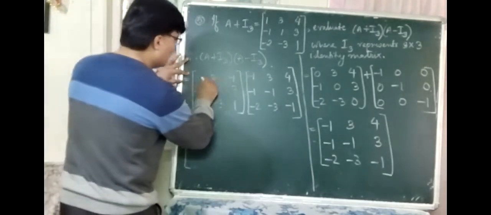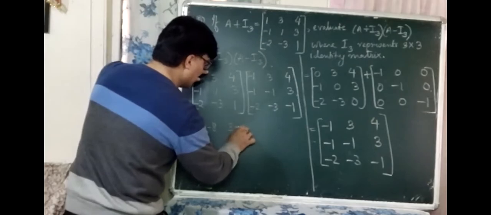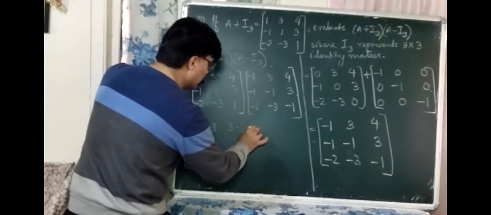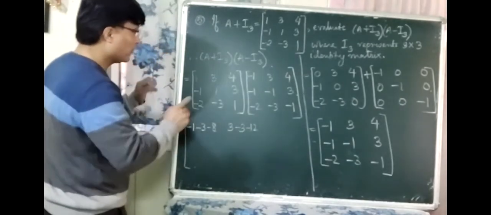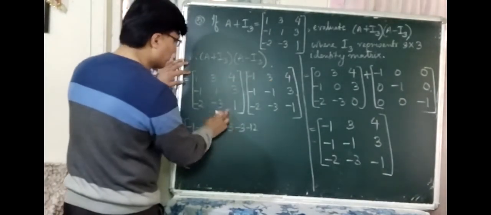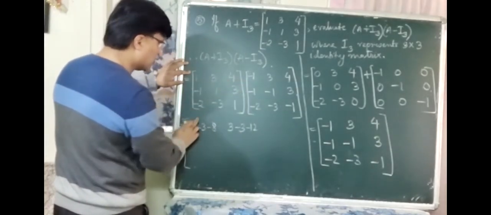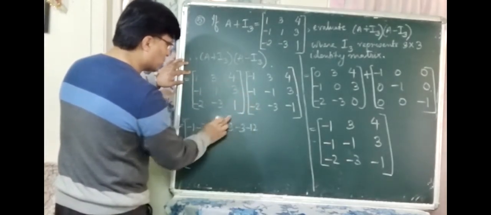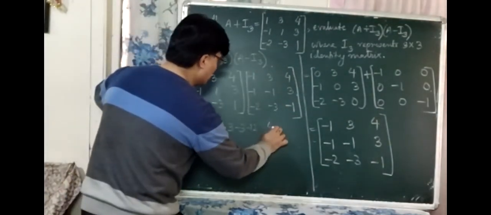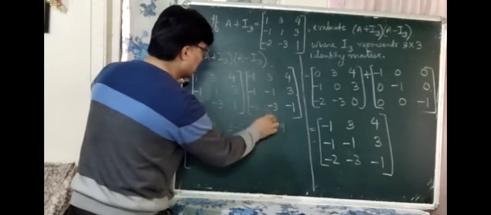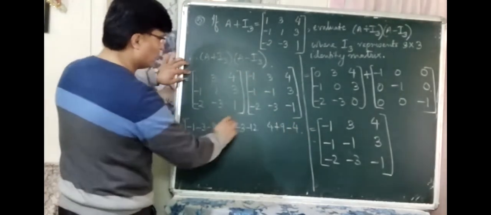Next, first row by second column. 1 into 3 is 3, 3 into minus 1, minus 3, 4 into minus 3, minus 12. Right? Again, first row by third column. 4 1s are 4, plus 3 3s are 9, minus 4. Right? 4 1s are 4, 3 3s are 9, 4 into minus 1 is minus 4.